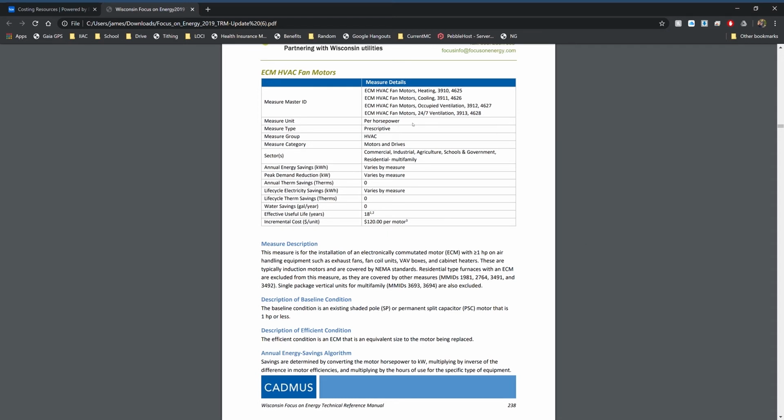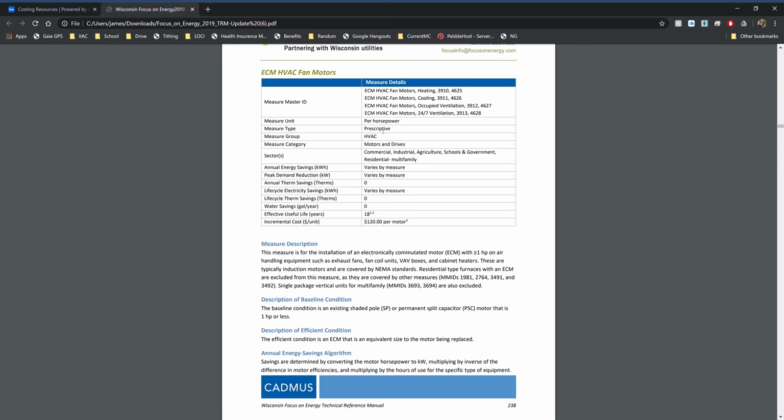Measure unit, that's important. Sometimes this will be per horsepower, sometimes it'll be per unit, sometimes it'll be per system. Just make sure you pay attention to what that unit actually is, because that's going to be important as we go down and look at the costs and how savings are calculated, etc.